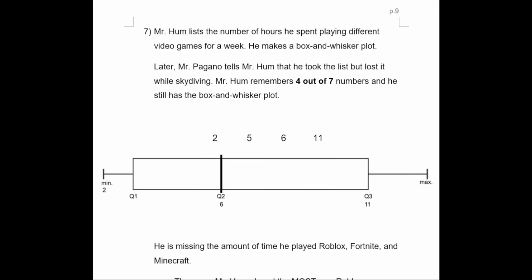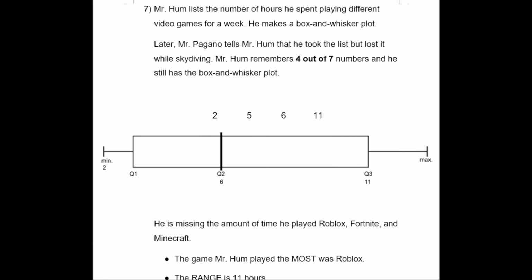Now, question 7. Mr. Hum lists the number of hours he spent playing different video games for a week, and he makes a box and whisker plot. Later, Mr. Pagano tells Mr. Hum that he took the list but lost it while skydiving. So Mr. Hum remembers 4 out of 7 numbers, and he still has that box and whisker plot that he made before. So here's 4 out of the 7 numbers that he remembered, and here's the box and whisker plot.